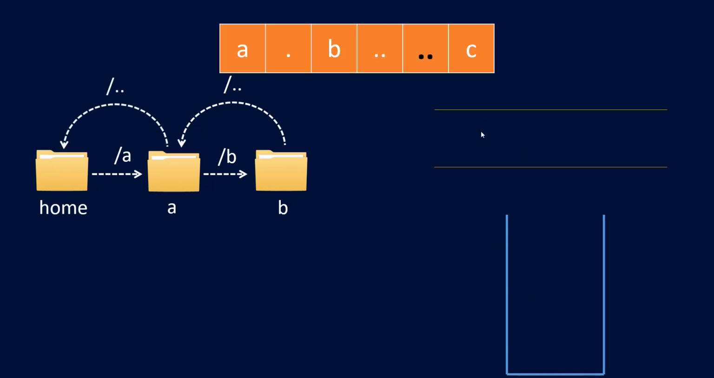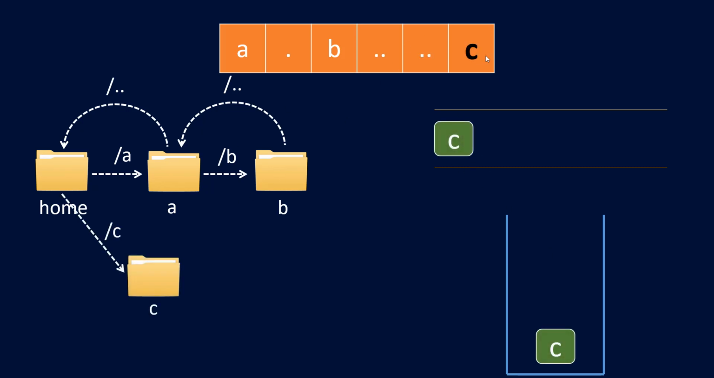Again there is a .. and so we'll remove both these A's from our data structures. Now the last operation here is C, which is a directory name, and so we push it in our stack and add it in our queue. Now here my steps end.